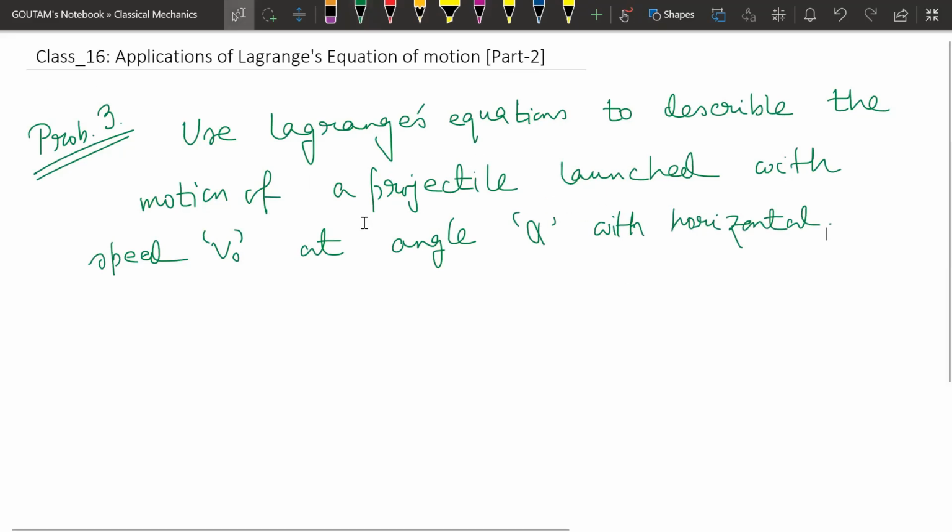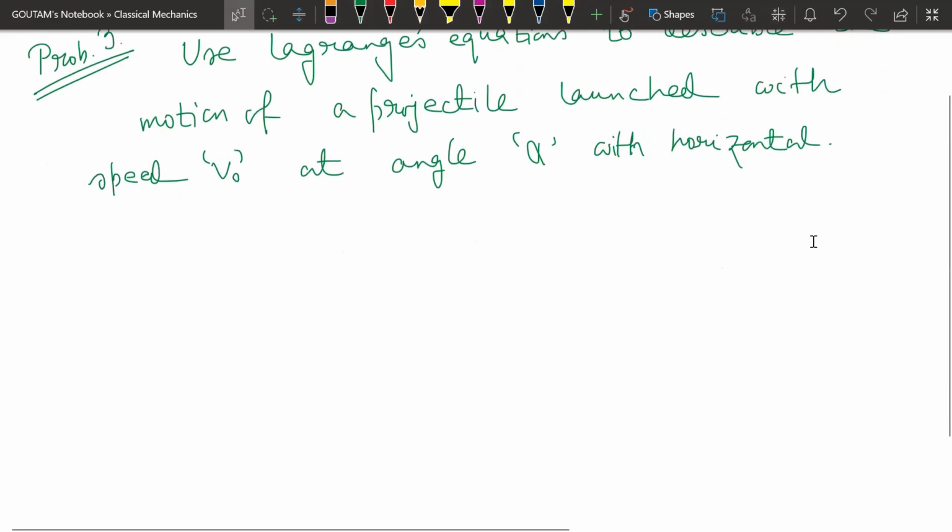So this is a simple projectile problem. We already did this kind of problem at 10 plus 2 level. There we did it using Newtonian mechanics. Here we will do it using the Lagrangian equations of motion. So let's draw the problem first.